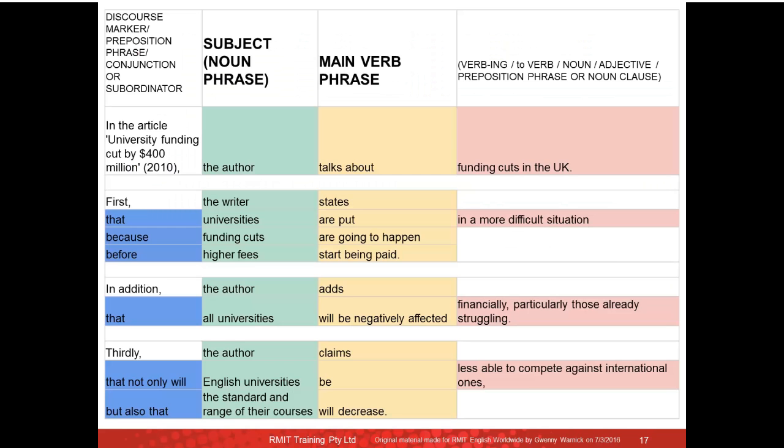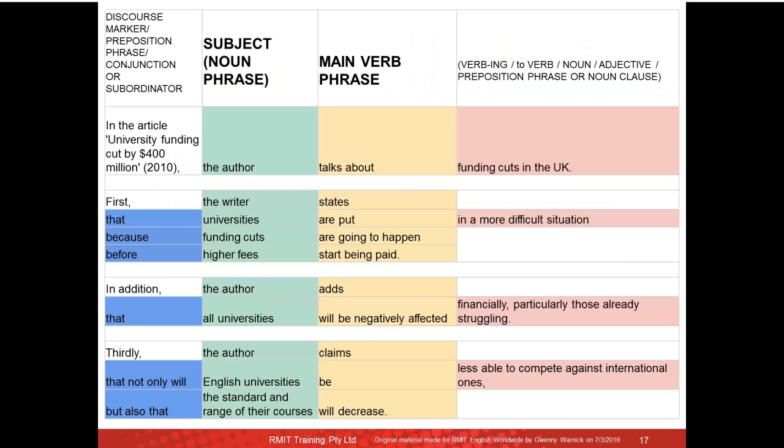In the article University Funding Cut by 400 million, the author talks about funding cuts in the UK. First, the writer states that universities are put in a more difficult situation because funding cuts are going to happen before higher fees start being paid. In addition, the author adds that all universities will be negatively affected financially, particularly those already struggling. Thirdly, the author claims that not only will English universities be less able to compete against international ones, but also that the standard and range of their courses will decrease.